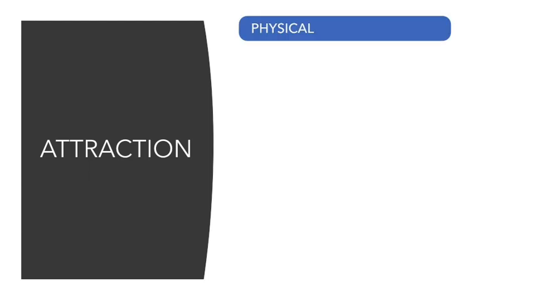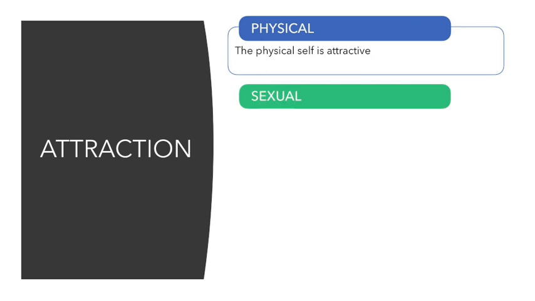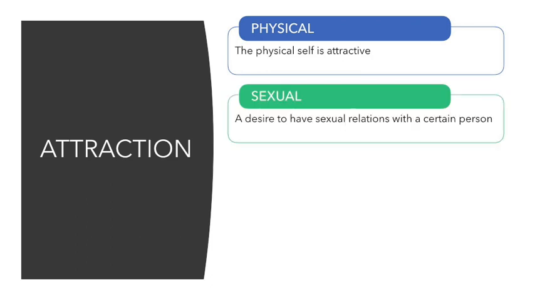But for most of the relationships, we choose them, and it has everything to do with attraction. Attraction can have really four main forms. The first one is physical, which is when the physical self is attractive. This is differentiated from what we call sexual attraction, which is a desire to have sexual relations in some form with another person. You can be physically attracted to someone without there being a sexual component to that. And we see that all the time with friendships, platonic relationships.